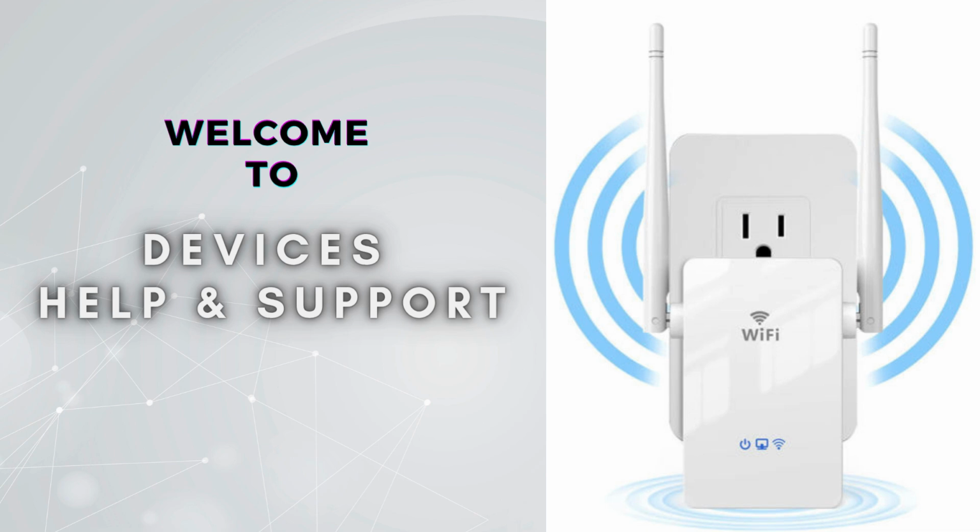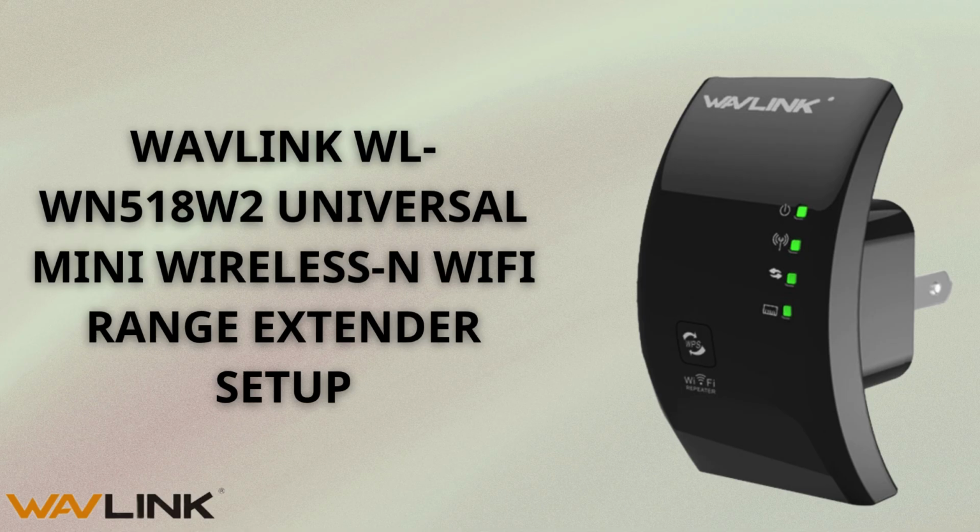Before you spend money upgrading your router, try extending your existing Wi-Fi coverage with the Wavlink WL-WN518W2 Wi-Fi range extender. In this video, I'll show you the easiest way to manually configure this extender and connect it to your home network. We'll cover every step, from accessing the setup page to verifying a successful connection. If you're ready to boost your Wi-Fi signal and enjoy better coverage, let's jump right into the tutorial.